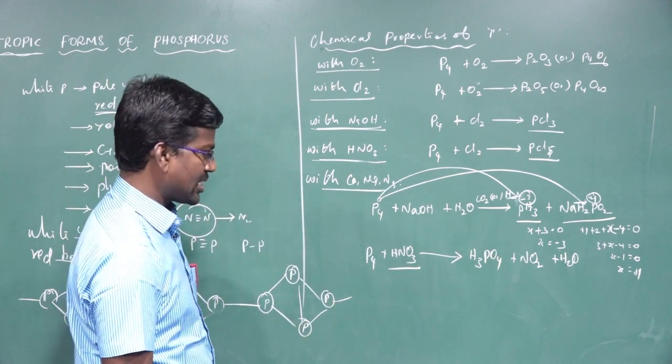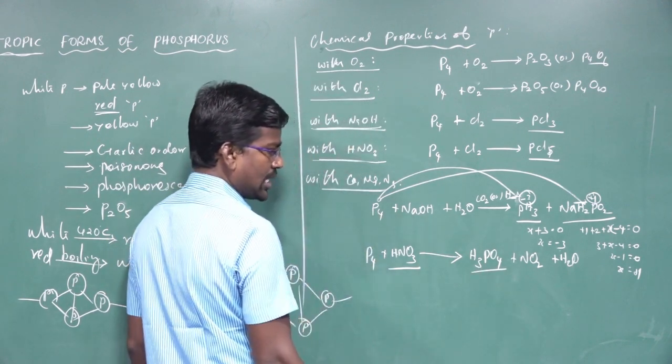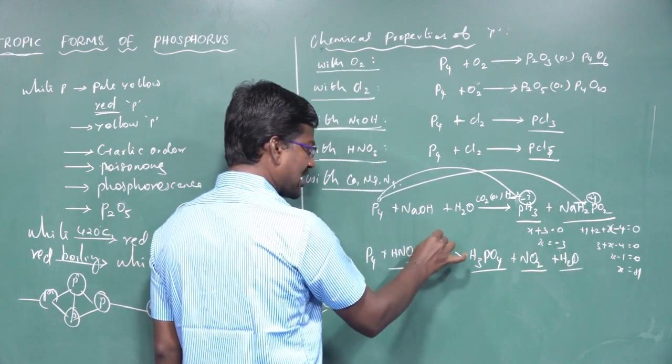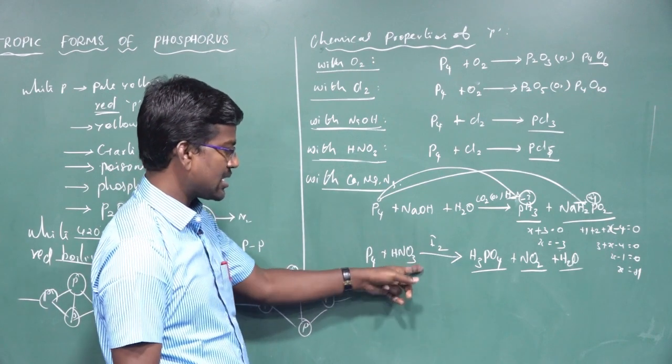And nitric acid is an oxidizing agent. Nitric acid can be converted to nitrogen dioxide, NO2, and orthophosphoric acid, H3PO4, and H2O is removed in the presence of an iodine catalyst, I2. In this reaction, it is catalyzed by iodine.